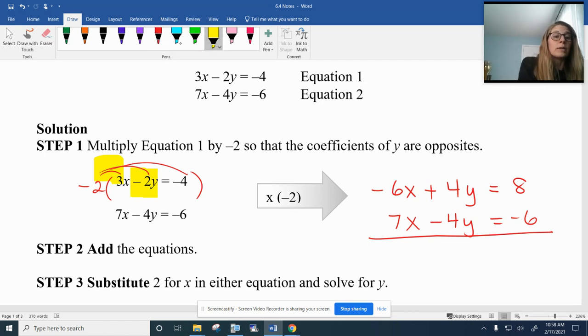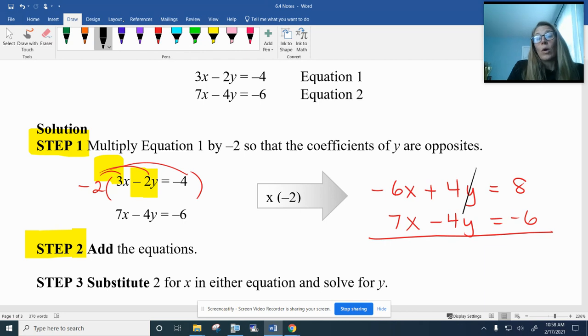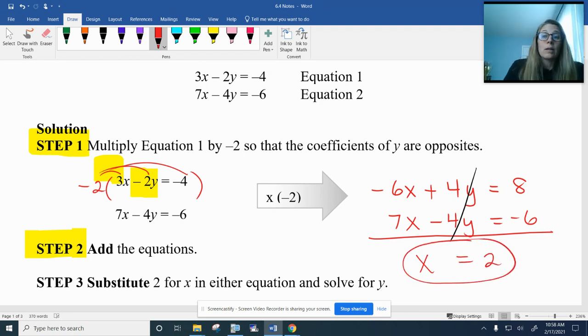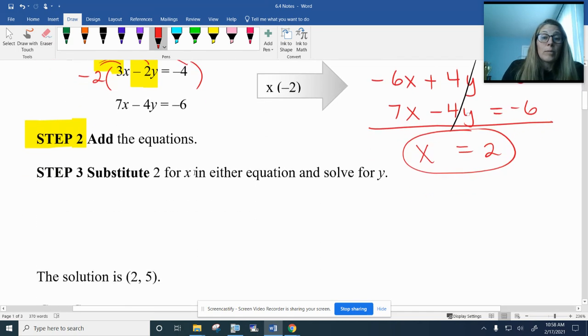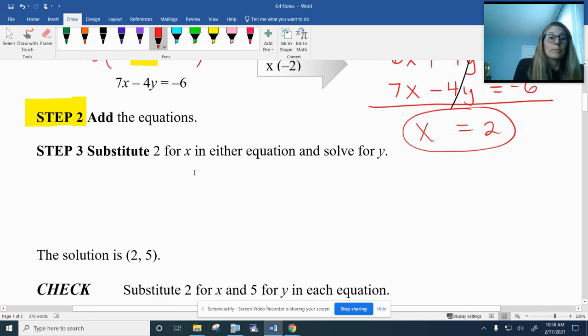Okay, so step one, we multiplied one of the equations so that we got something that would cancel. Step two, we're now going to add these equations. Our y's here are going to cancel because we have a positive 4y and a -4y. And now we're going to add what remains. So -6x and 7x give us a 1x. 8 minus 6 equals 2. And luckily for us, we don't have to do much more there because we already solved for x.